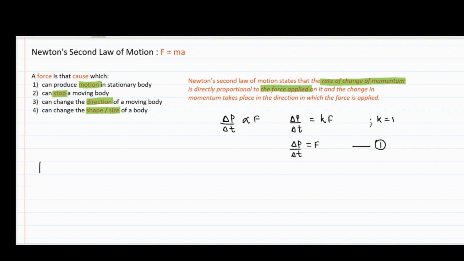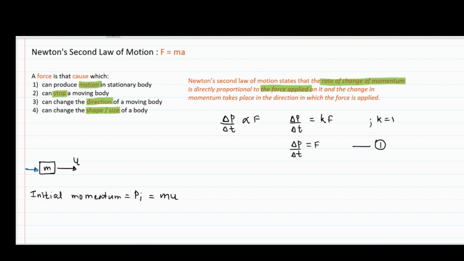Now consider an object of mass m moving with some initial velocity u. Since this object is moving with some initial velocity u, we can calculate its initial momentum. So initial momentum is Pi, that is mass times velocity, mu.